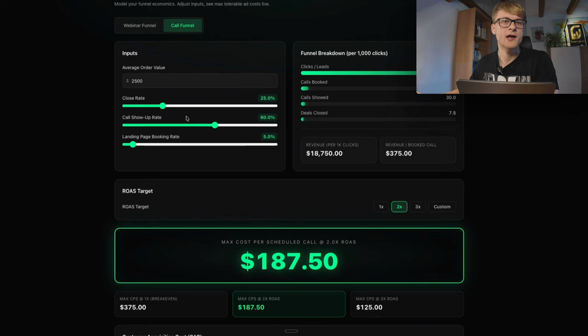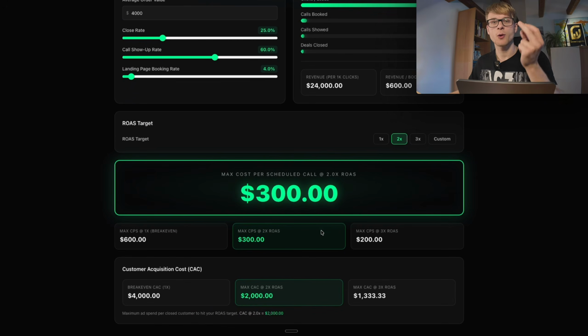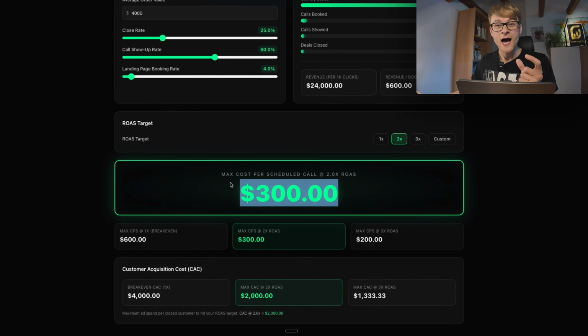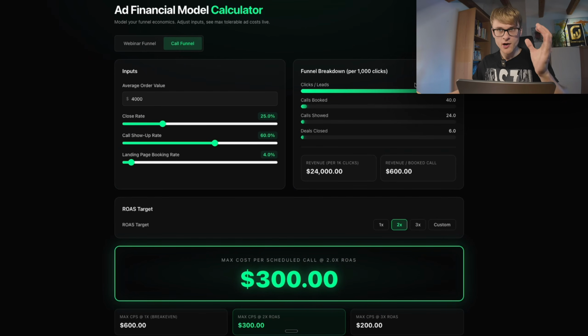look at your average close rate, okay? Look at your average call show up rate. This is very realistic. At your average landing page booking rate, we can even make it a bit lower. And at your average order value, let's say your average order value is going to be something like $4,000, okay? So if I want to hit a 2x ROAS on my campaigns, I need something like a $300 max cost per scheduled call, okay? So this tells me exactly per 1,000 clicks, I'm going to get 40 calls, more or less, 25 show-ups, and 6 deals closed.